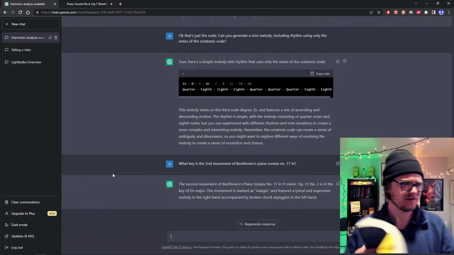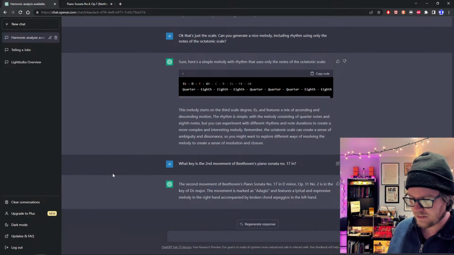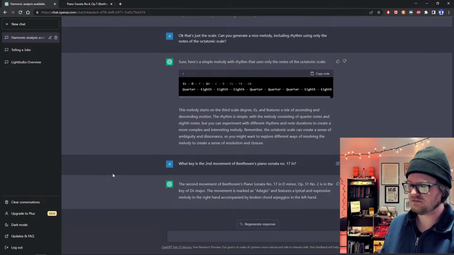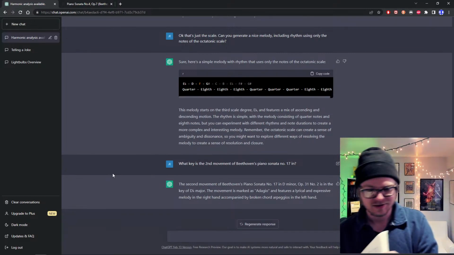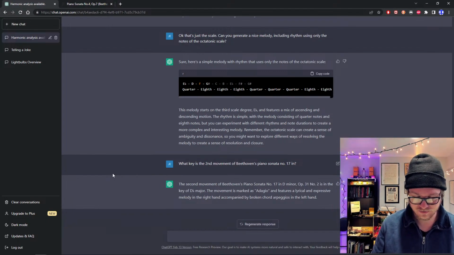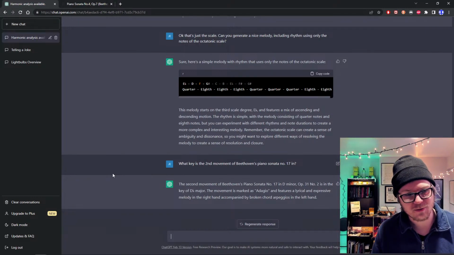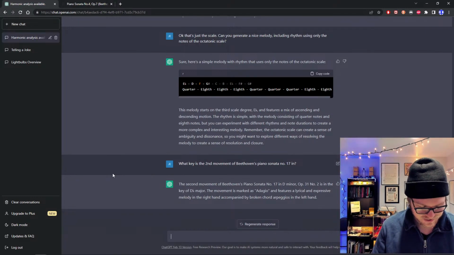Well, let's keep on the track of it. Maybe let's give it another chance. Let's do a popular piece, right? Let's try the Appassionata. A piece that everyone knows well. Because the second movement in particular is very chord-like, maybe we can ask it to do a harmonic analysis of that. That'll be kind of interesting. See if I can get it right.